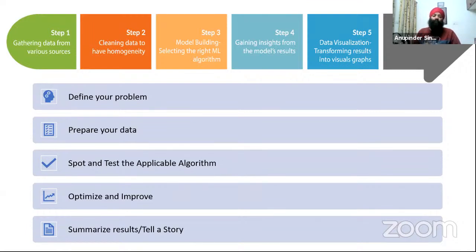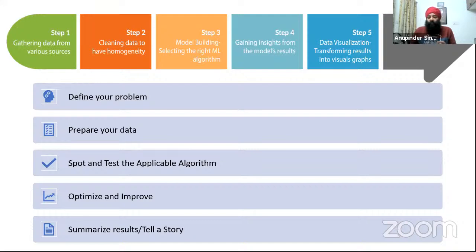Then the third and the most important step is model, right? The model which you are going to choose, spot and test the applicable algorithm. So when I say spot and test the applicable algorithm, is it linear regression or polynomial regression? In case you are working on predicting any result, then linear regression or polynomial regression, which gives you better performance, which gives you better prediction.